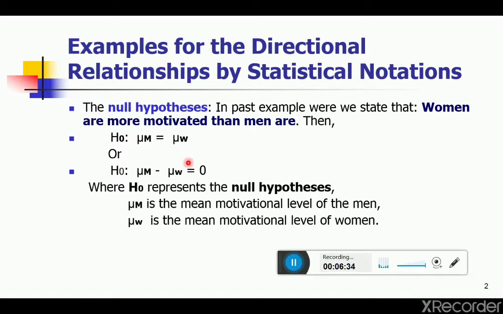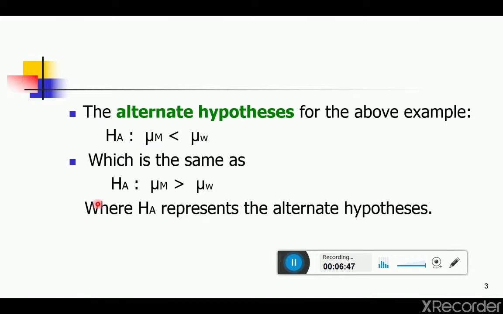This converts the hypothesis into a testable statement, where mu m is the mean motivational level of men and mu w is the mean motivational level of women. This example is not directional, this is the null hypothesis. Now we want to study the alternative hypothesis.